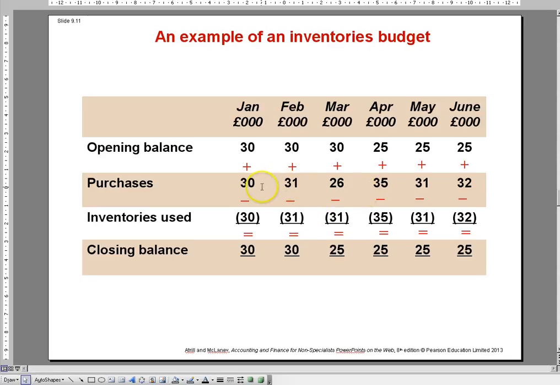But we want to have a look at our stock month by month to make sure that we don't run out of stock and that our purchases are adequate. And this we do with our opening balance plus our purchases less the stock used, or inventory used, and that gives us our closing balance. So if this went down to a very low figure, then perhaps our purchases would not be sufficient. We'd need to buy more stock in order to fund the sales.